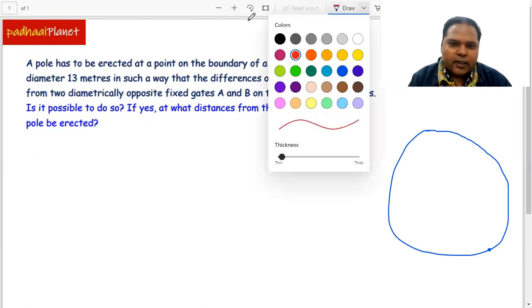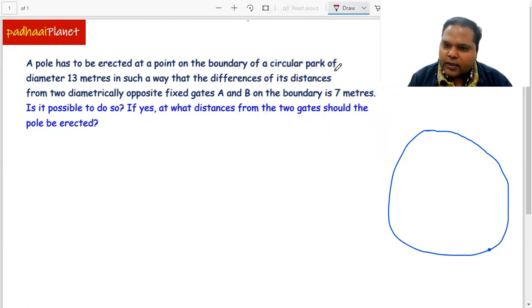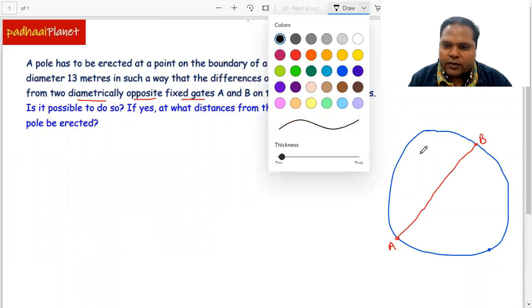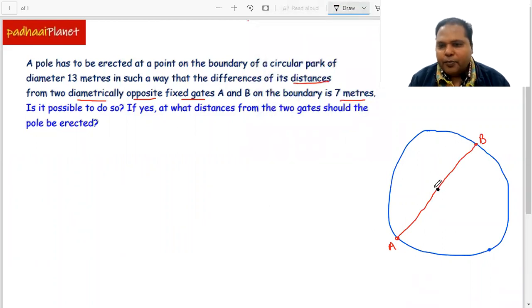Now what it says is that the pole needs to be erected in such a way that the difference of its distances from two diametrically opposite fixed gates A and B on the boundary is 7 meters, right? So suppose these are the two gates which are diametrically opposite. Diametrically opposite means the line connecting these two gates will go through the center of the circle, and hence we can say that AB is the diameter of the circle, right?